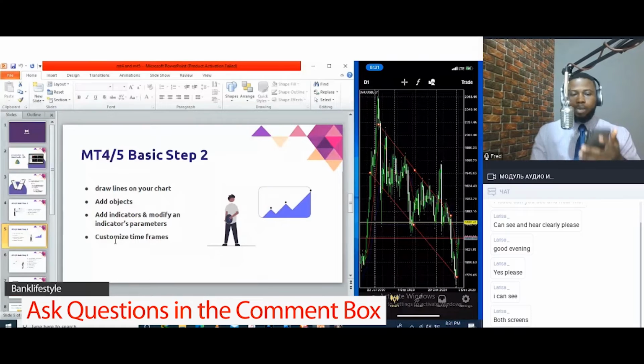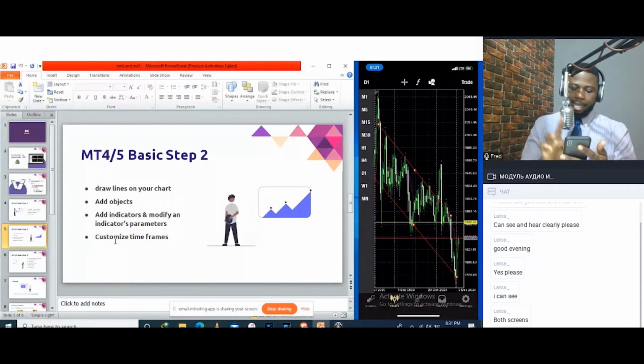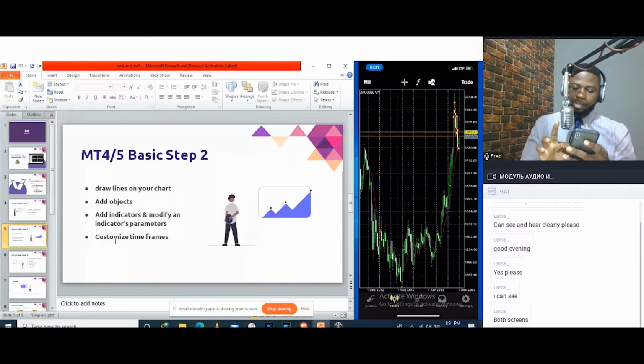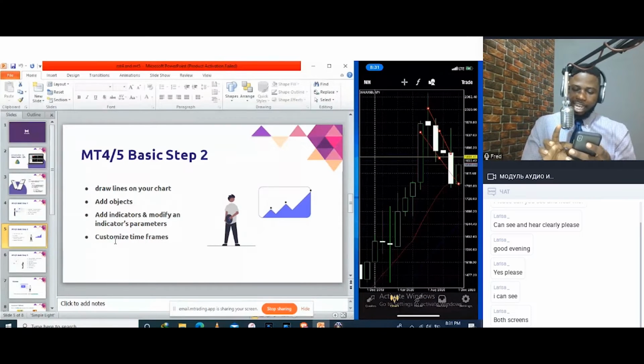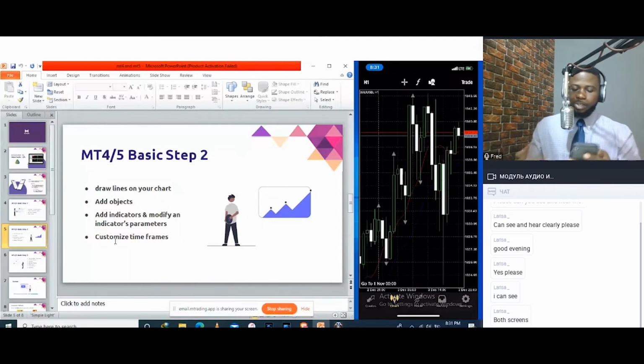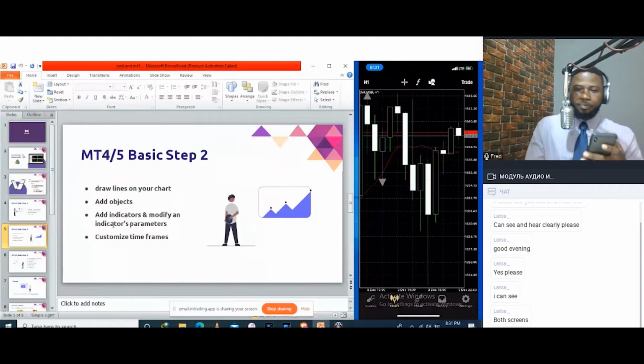So the next one is customized time frames. I think we already did that, and that's right here. We can even change it to months, 1 month. That's the MN. So every candlestick you see right here represents 1 month. Okay, so we can also go back to the 1 hour. So there's a movement of gold in this particular hour. So that's it for the second step.